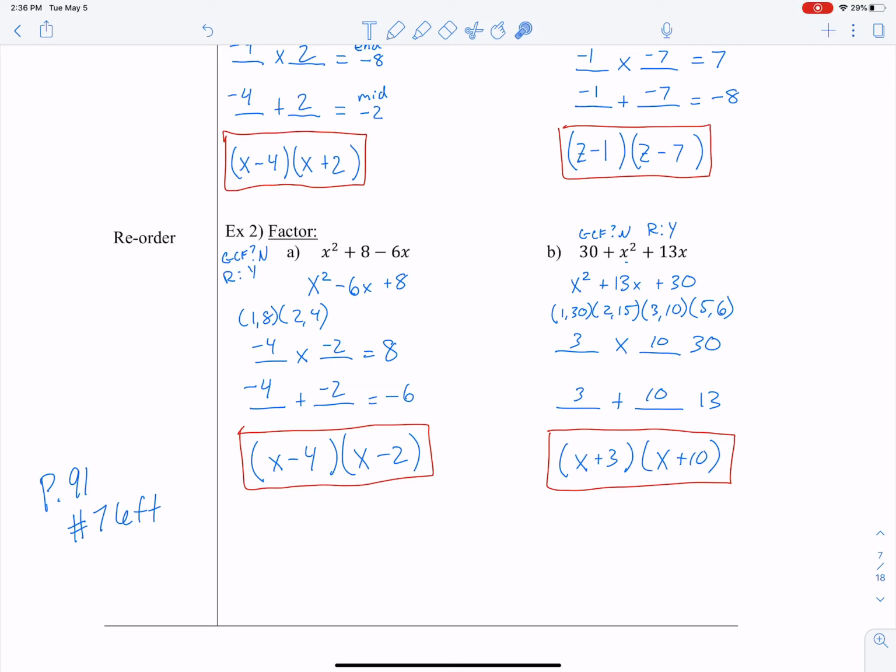So you're going to pause here and you're going to go to page 91 and do question 7, just the left-hand side. And then we'll come back for part 3.